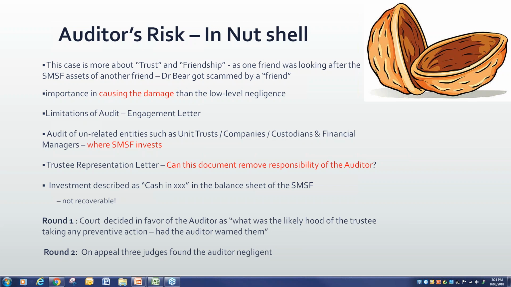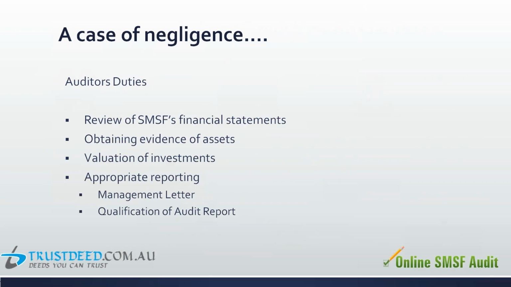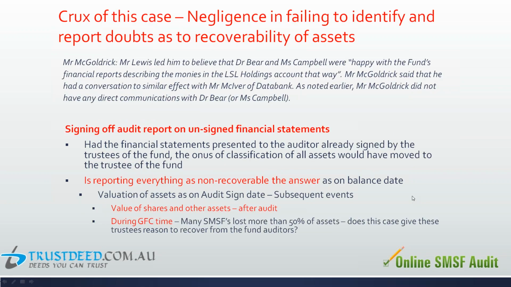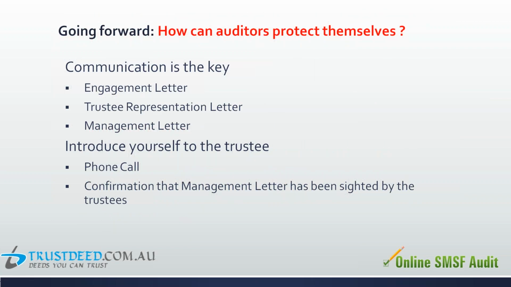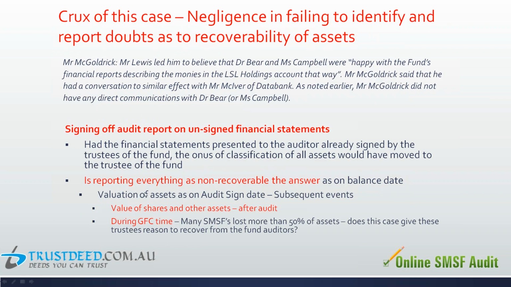Now, what should you mention in your management letter? I think you should mention everything. Is reporting everything as non-recoverable the answer? And I think it is, because if you say you've got certain assets, let's say you've got Westpac Bank shares on 30th of June, and I'm auditing today, and the share has moved, say, 20 cents. But maybe a year later, Westpac Bank ceases to exist. So what is the probability of recoverability of that asset, that is a listed share?